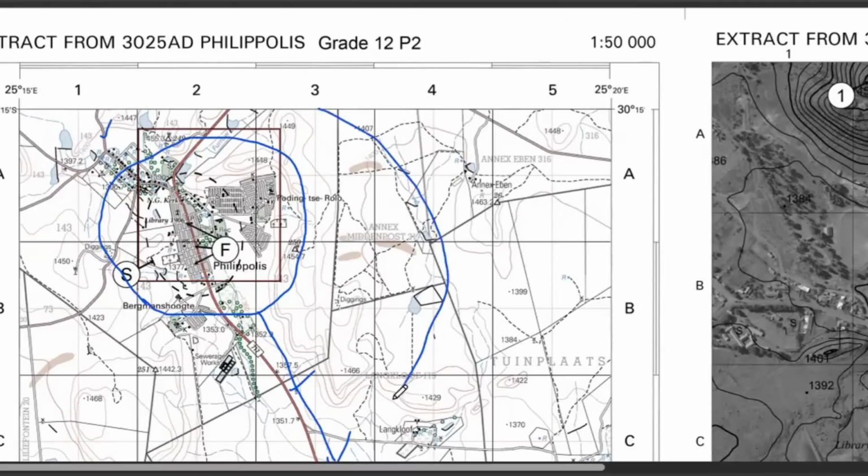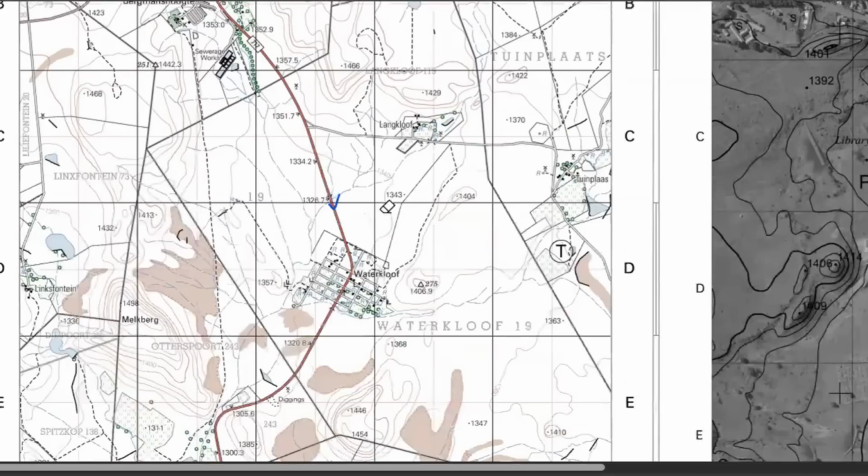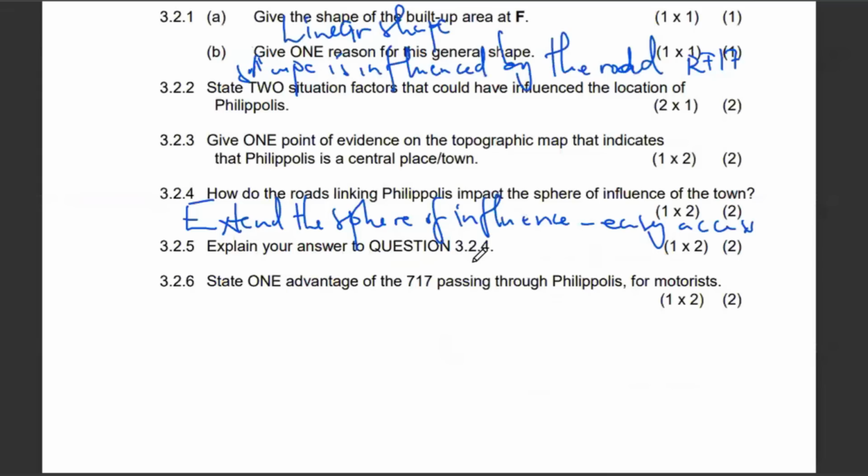We are now going to have a wider sphere of influence, like this whole area becomes the catchment area for Philippolis because people can easily access Philippolis because of these routes linking into it. Right, that is how we justify the relationship of the roads to the sphere of influence of a given central place. Right, moving on to the next question. Our next question is saying, explain your answer. I think I've explained by that explanation. Because of the roads, there is easy access. People can easily access Philippolis.